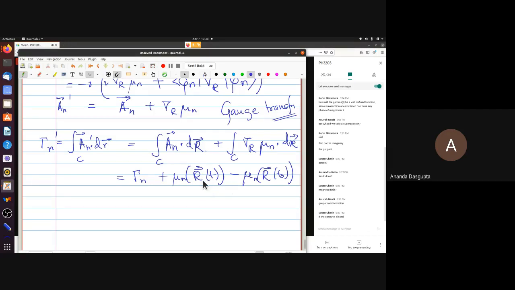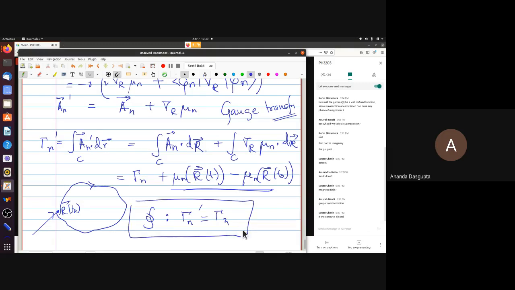However, and this is very important, if your path in the parameter space is a loop, then how much is this? Then you start, this is your R at t0, some bunch of parameters at time t0. But when the contour is closed, that means you're changing the parameters with time, but after a while you come back to the original values of parameters. Then these two things are exactly equal, right? For a closed loop, gamma n and gamma n prime must be equal.